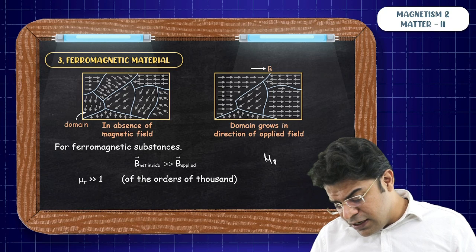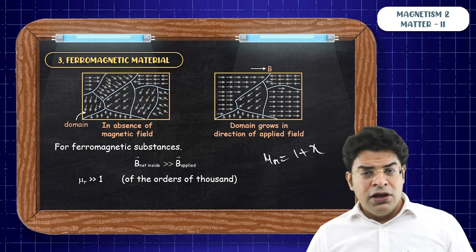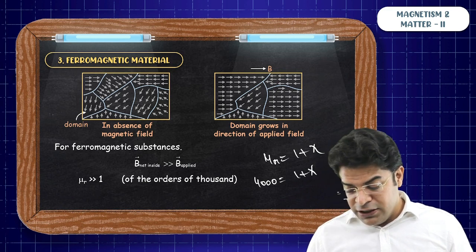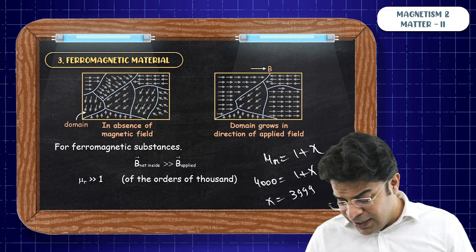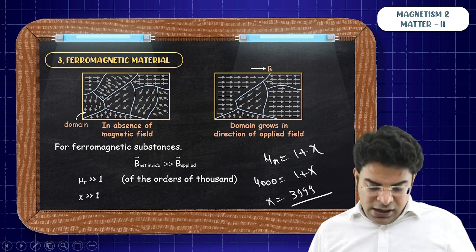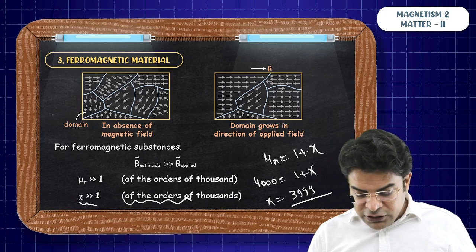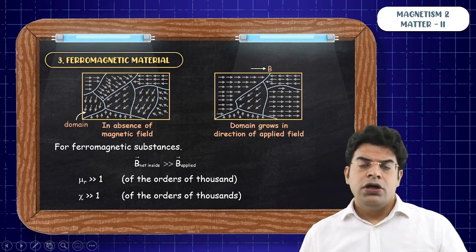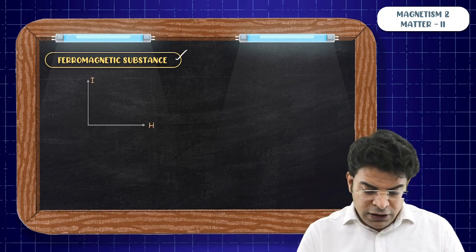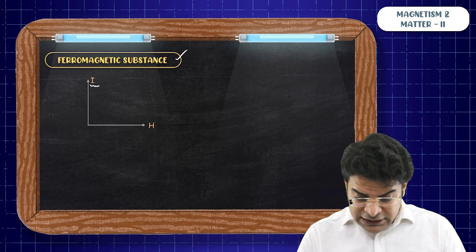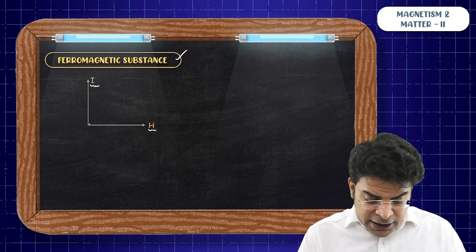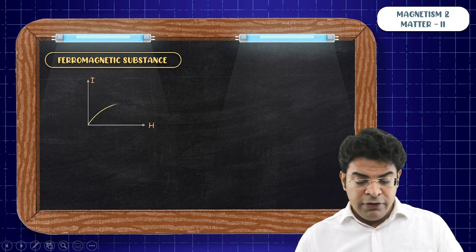And we know that the relative permeability equals 1 plus chi. So if the relative permeability is 4000, then the susceptibility has to be 3999. So if the relative permeability is of the order of thousands, then the susceptibility is also of the order of thousands. So let's keep on talking more about ferromagnetic substances. If you look at the graph of intensity of magnetization versus the magnetizing field intensity for a ferromagnetic substance, unlike the paramagnetic substances where we get a straight line, we get a curve like this.